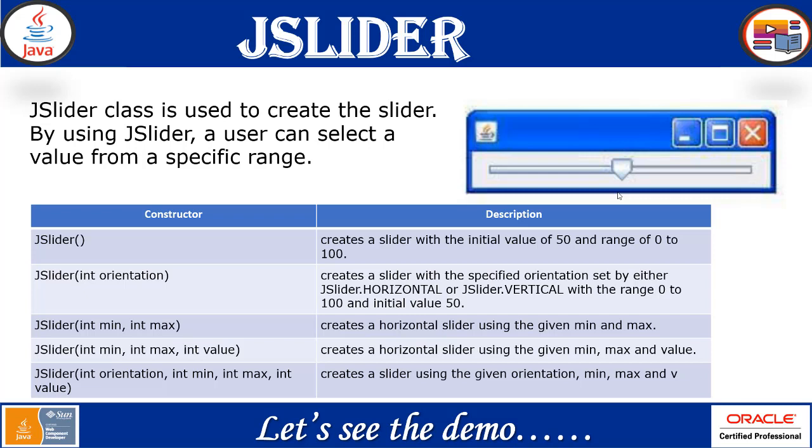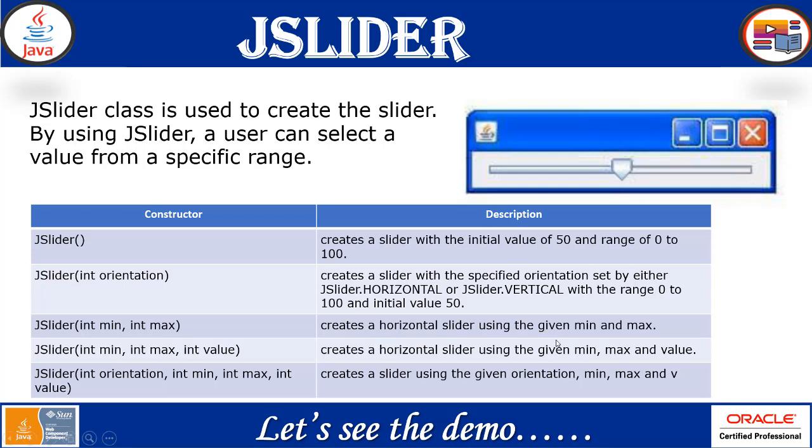JSlider with the argument int orientation will create a slider that is horizontal or vertical, with the same properties, a range of 0 to 100 and the initial value of 50. You can also set an int minimum and maximum with the help of the JSlider constructor with the arguments min and max value. And if you want to get the value where the slider is pointing, you can add that in your argument. So that will help you with the arguments in the constructor.